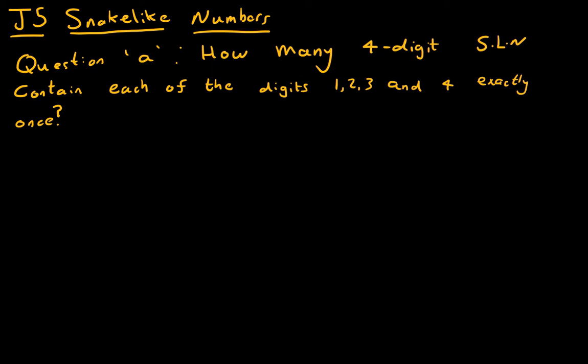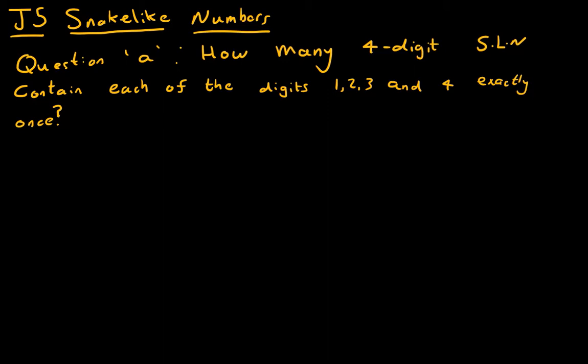This video looks at question A on J5 of the Junior Challenge 2020, snake-like numbers. Question A says: how many 4-digit snake-like numbers contain each of the digits 1, 2, 3, 4 exactly once? So we're asked to find a permutation.